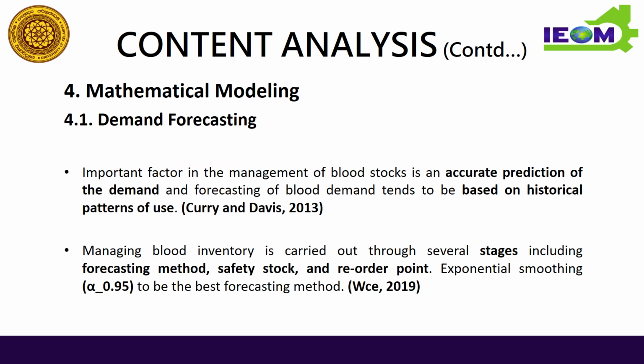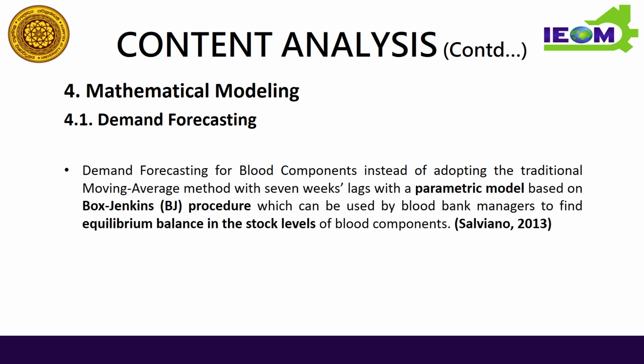In demand forecasting, a 2013 study explains the prediction of demand, stating that it is based on historical patterns of use. A 2019 study explains the stages of managing blood inventories and demand forecasting by the forecasting method, safety stock, and zero point. The study in 2013 also explains a parametric model based on the Box-Jenkins procedure to find the equilibrium balance of stock level.